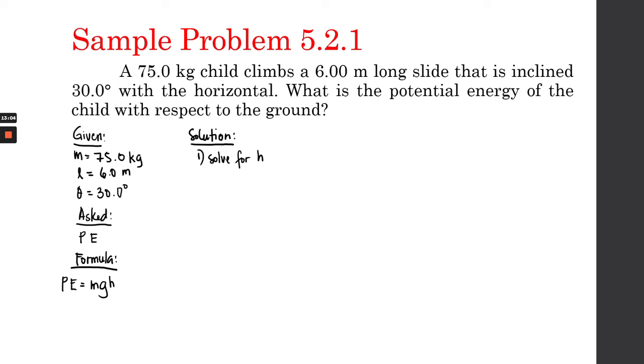Basically, let's do a diagram on what is happening. So we have a slide that is 6 meters long, so meaning we can think of this as our slide, no? So this is our slide, and we know that this slide is angled 30 degrees to the ground. And ito yung ladder para pumalik ka dun sa slide, no? So this is 6 meter long, this is 30 degrees. So the height that we were looking for is this area right here. This is the height, no?